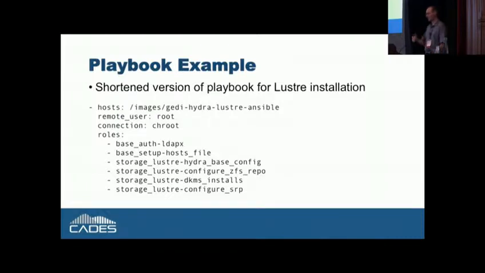You have base underscore something, and then when you start getting to things that are directly related to storage in a particular Lustre, they're named storage underscore Lustre, whatever. Then we have playbooks that do specific things, like configure the ZFS repo, configure SRP, things like that. I won't show the exact details of these roles because in general, these things are going to be site specific anyway. The things that we do in CADES don't necessarily apply to you, but this gives you a general feel for how we manage some of these root file system images.